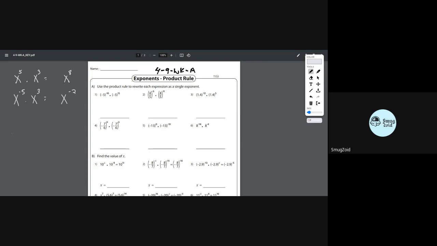If you're dividing, let's say I have x to the 5 divided by x to the 3, you would subtract exponents, and you just get x to the 2. You can also have it like this, x to the 5 over x to the 3. You subtract the exponents, it would just become x to the 2, okay?